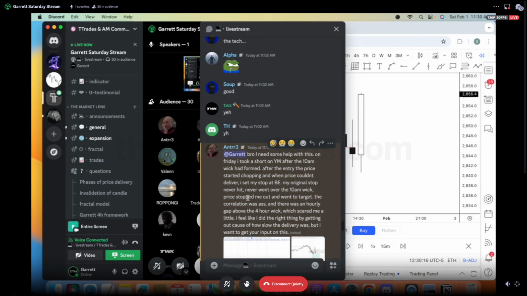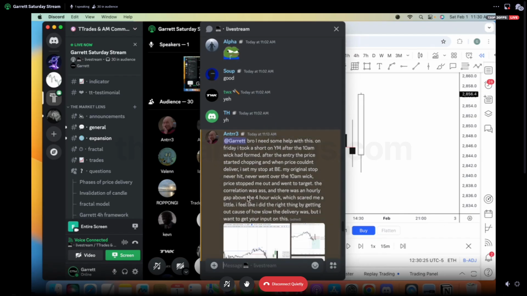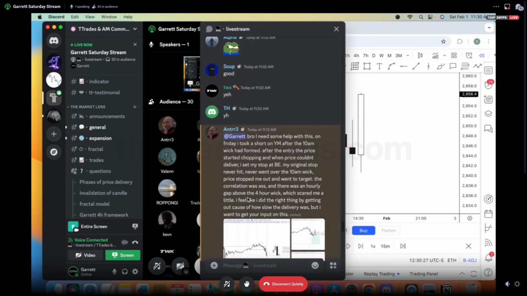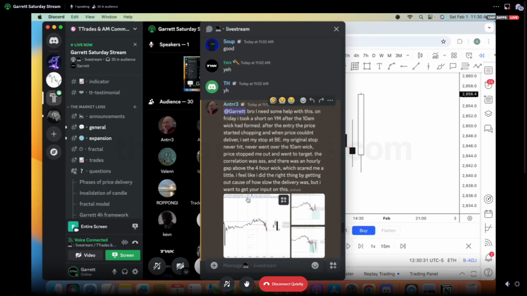Where I need some help with this. On Friday, I took a short on YM after the 10 a.m. wick had formed. After the entry, price started chopping and price couldn't deliver. I set my BE at break even, my trailing stop never hit, it never went over the 10 a.m. break. Price stopped me out. Target fast. There was an hourly gap above the wick, which scared me a little. I feel like I did the right thing by getting out.